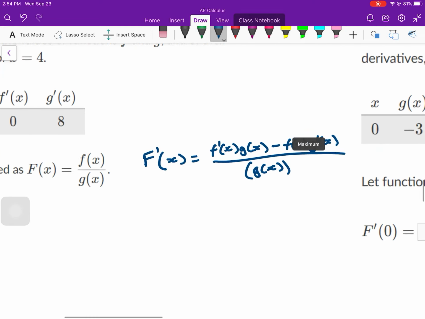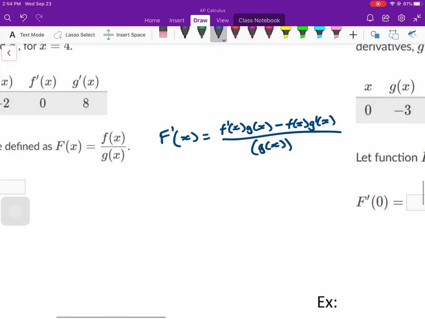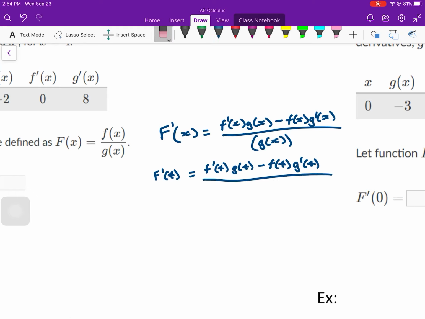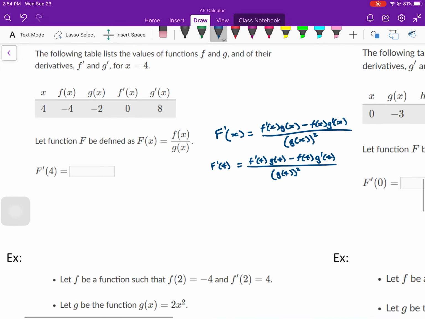Oops, I went too far. All right, so we want this at 4. We want f prime of 4. So I'm going to switch all those x's out with a 4. And I forgot the squared here. And we're going to get these values from the table.